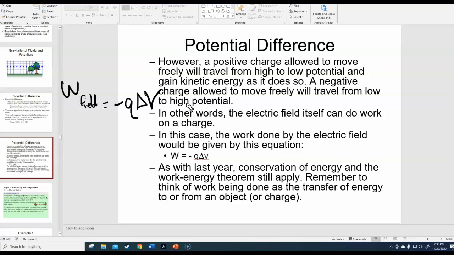The work energy theorem still applies, and remember that the concept of work is the transfer of energy to or from an object, or in this case, to or from a charged particle. So if you keep these things in mind, we'll do some examples, and then hopefully as we do the examples, everything will start to click a little bit more.